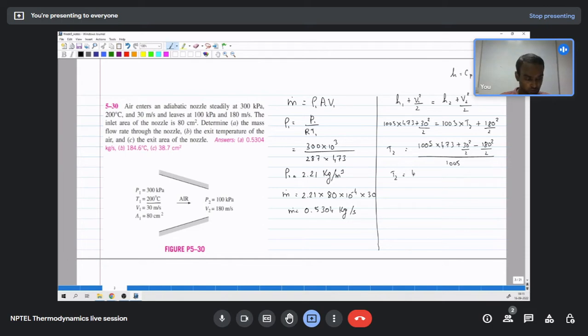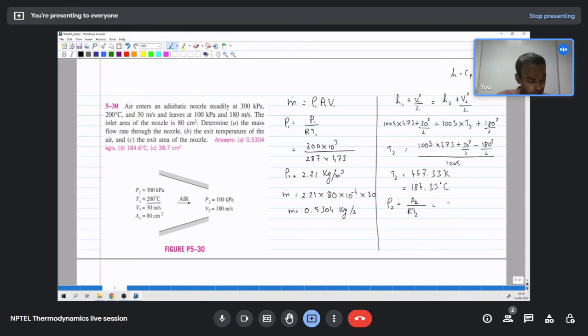So this is 457.33 Kelvin. So in degrees Celsius it is 184.33 degrees Celsius. So this is about the exit temperature of the air. Now the exit area of the nozzle has to be calculated. So again we can use the same relation, m dot equal to rho AV. Rho has to be calculated at exit condition. So rho 2 is P2 by RT2.